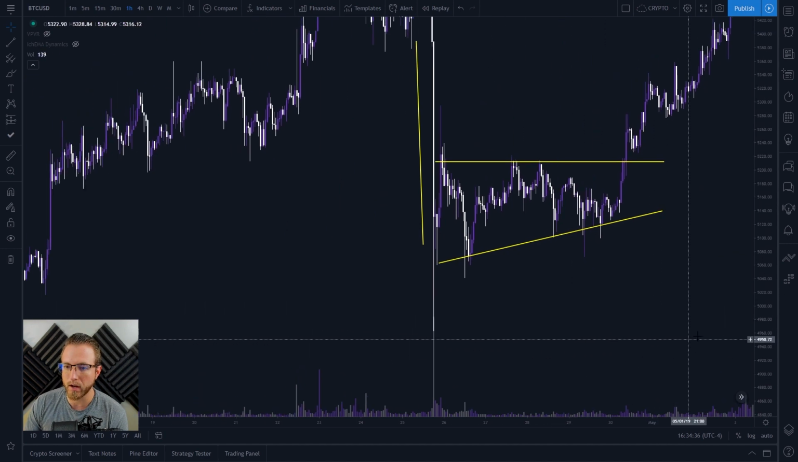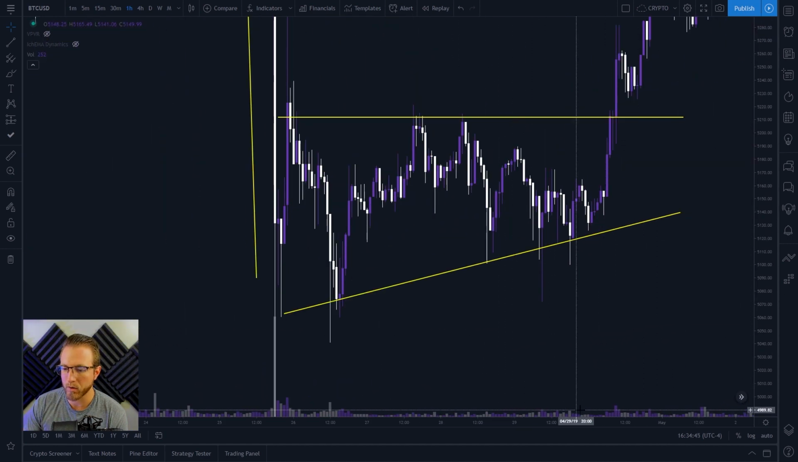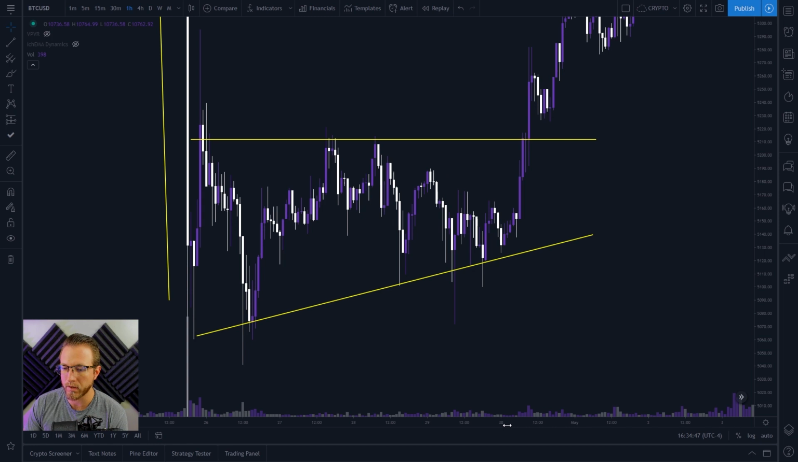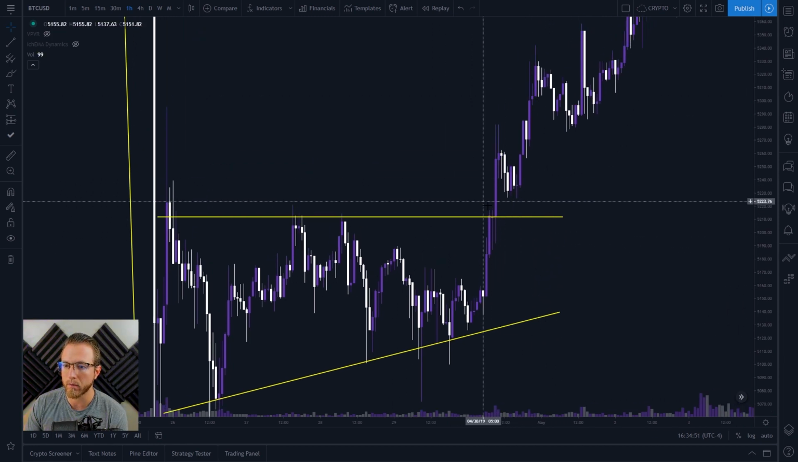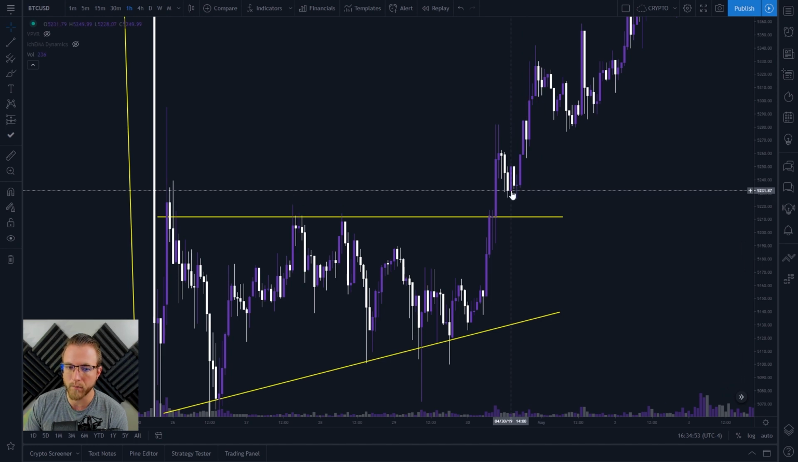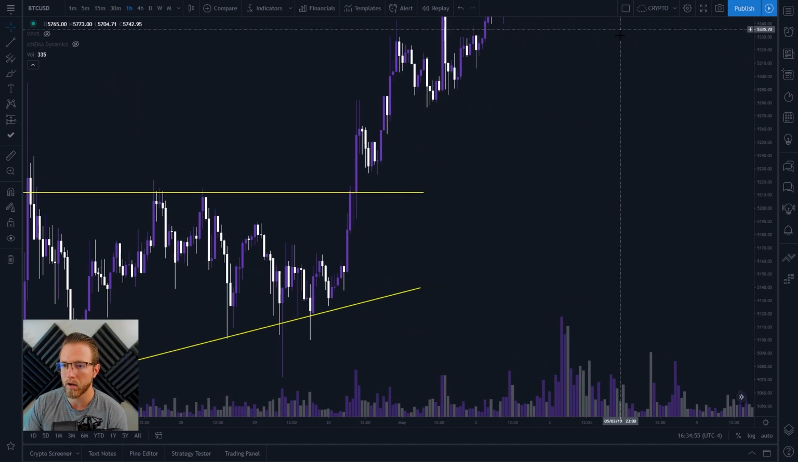And this actually ended up breaking out. For the most part, it was overall pretty low volume, but the volume that did come in was bullish, and we ended up breaking out here, retesting the bottom, a small retest of minor support here, and then continuing upwards.